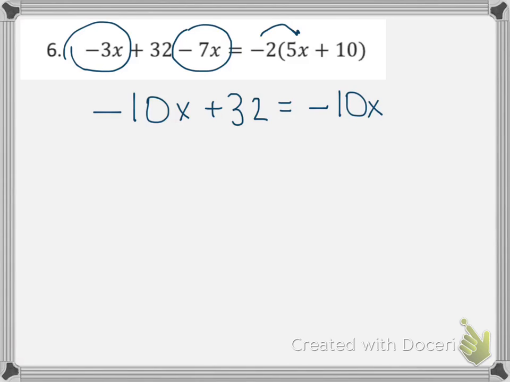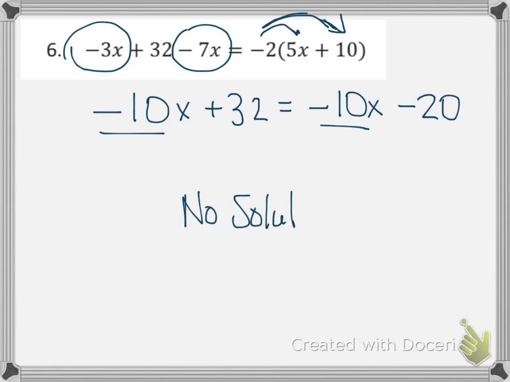Okay, so I see it's either going to be infinitely many or no solution because the x's are going to go away. Negative 2 times 10 is a negative 20. So if my coefficients are the same, then I look at my constants. The constants are different. 32 does not equal negative 20, so this is no solution. No need to go any further. I already know there's no value of x that will make it true.